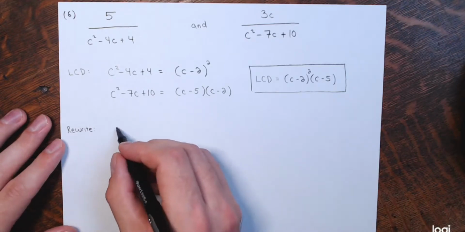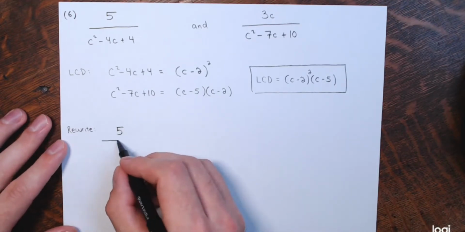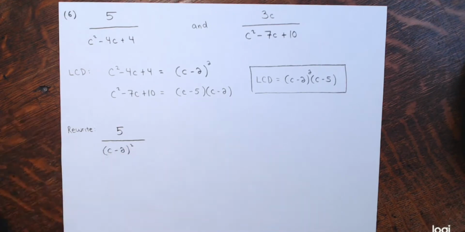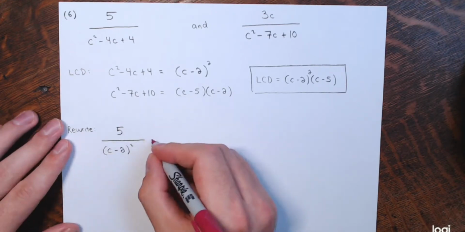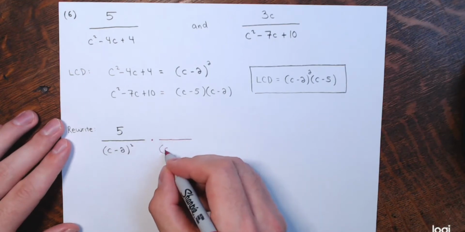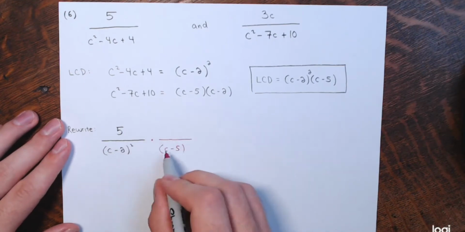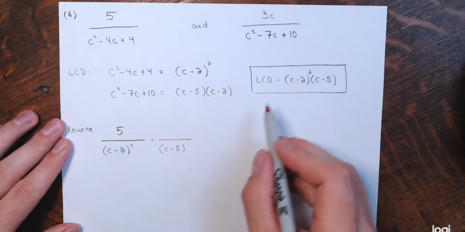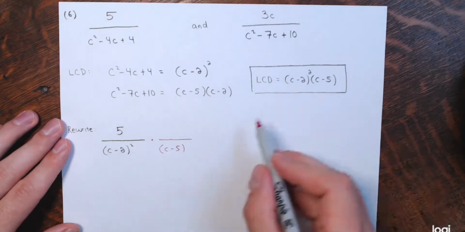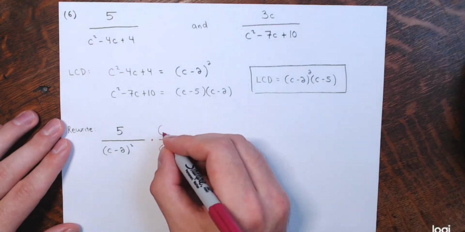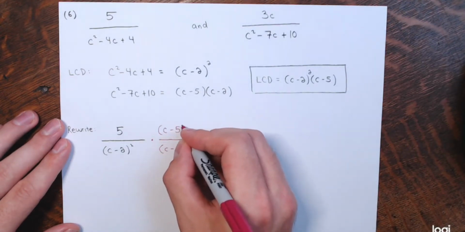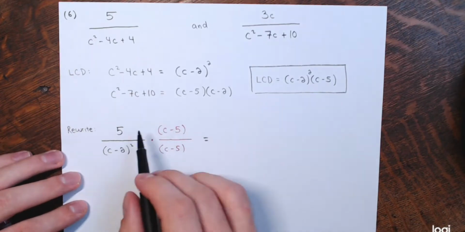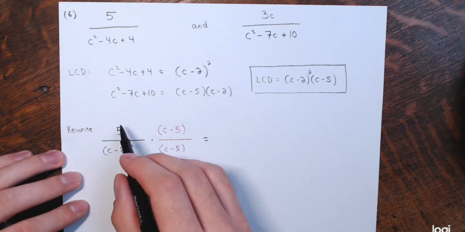The first fraction is 5 divided by c minus 2 squared. I need to multiply the denominator by c minus 5 to get that to be the same as the LCD. It's already got c minus 2 squared. It's just missing the factor of c minus 5. And if I multiply the denominator by c minus 5, I also have to multiply the numerator by c minus 5. Don't forget parentheses. You can leave it factored if you wish, but I'm going to multiply out the numerator.